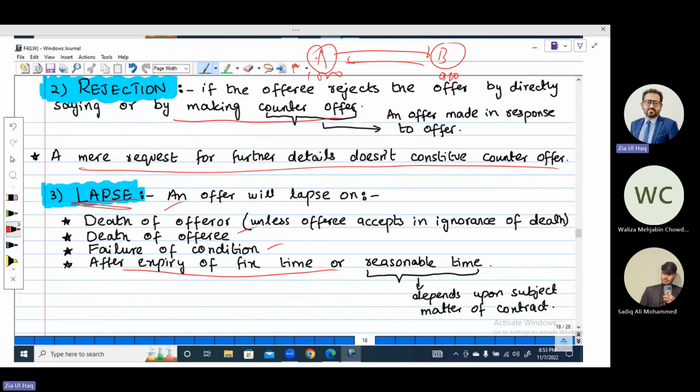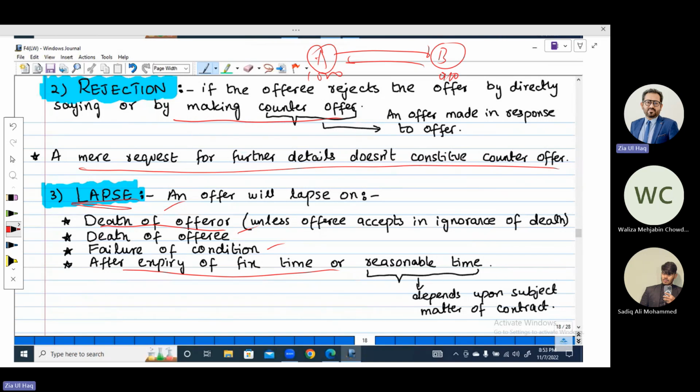unless the offeree accepts in ignorance of the death. Suppose a person A made an offer to B, and before acceptance A died, and B is not aware of his death and has accepted the offer, then the representative of the offerer needs to fulfill the contract, because the offeree did not know about the death of the offerer.